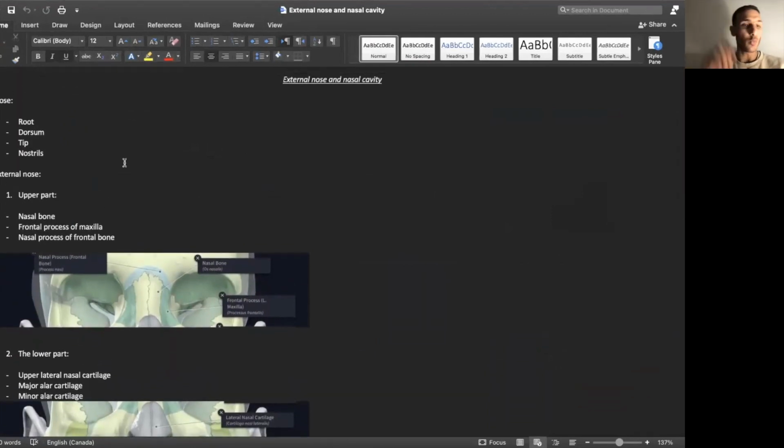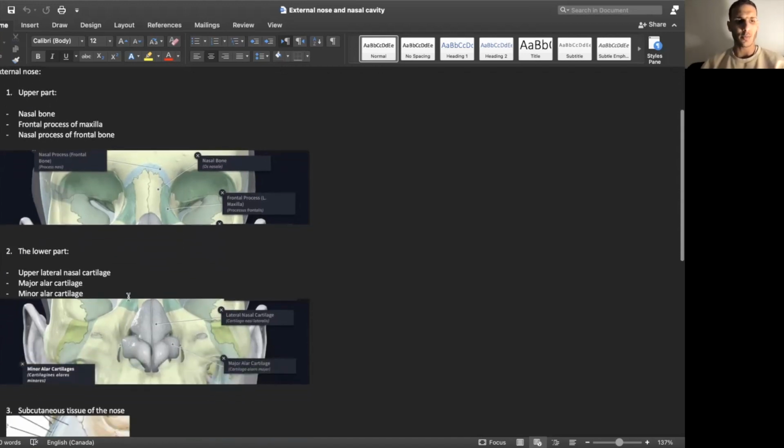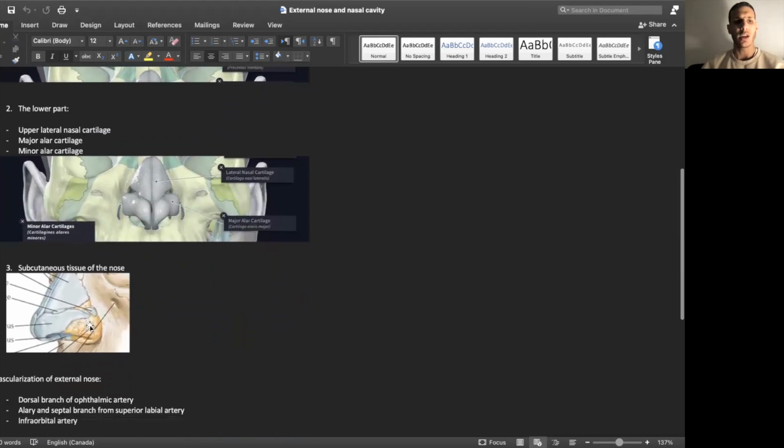What the nose is made up of externally is the root, dorsum, tip, and the nostrils. The upper part of the external nose has the nasal bone, the frontal process of the maxilla, and the nasal process of the frontal bone. Okay, and they're shown right here. The lower part has the upper lateral nasal cartilage, major alar cartilage, and the minor alar cartilage. And finally, the subcutaneous tissue of the nose.